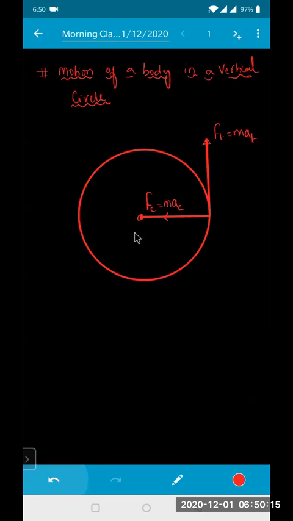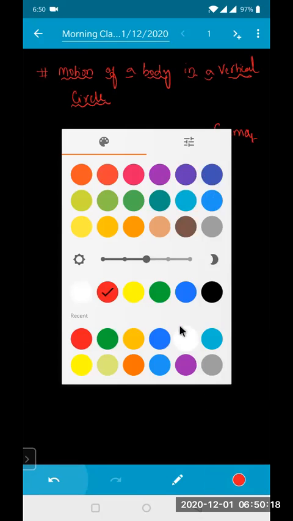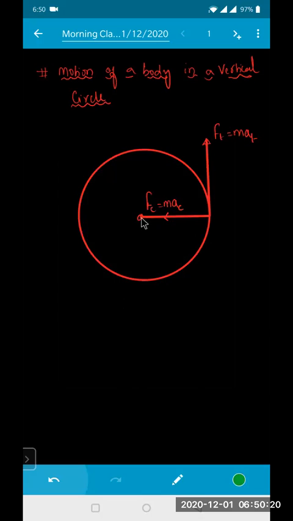Now, if I'm taking a body which is moving in a vertical circle, for example, assume that there is a particle connected by a thread, with a small ball here, and you're standing here holding this string and moving it in the vertical circle. Generally, we try to tie a stone to a thread or a string and rotate it in a vertical circle or maybe a horizontal circle. Isn't it? Yes, sir.